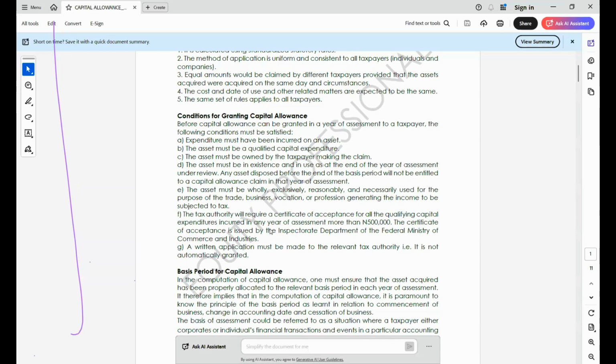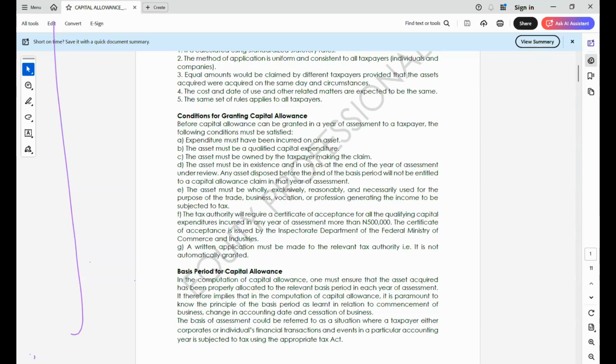Yes, my question is this. For capital allowance, when you buy Tokumbo machinery, can you still enjoy it? Hello, can you repeat the question, please? I didn't get your question. I said when a company purchases Tokumbo machinery, can they still enjoy capital allowance?